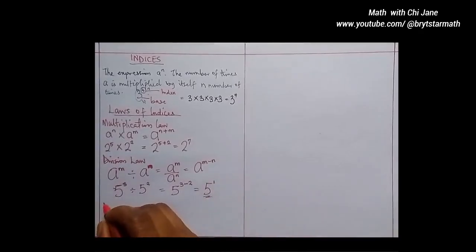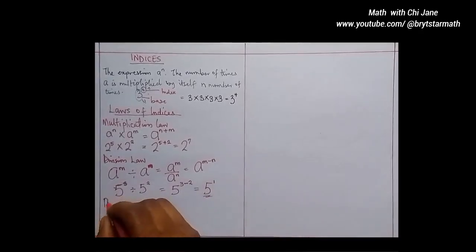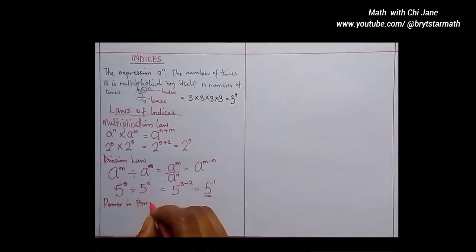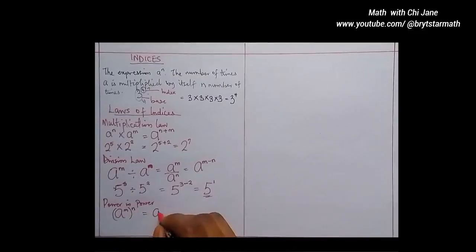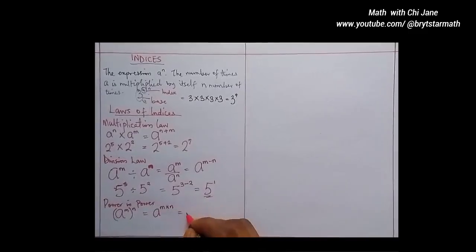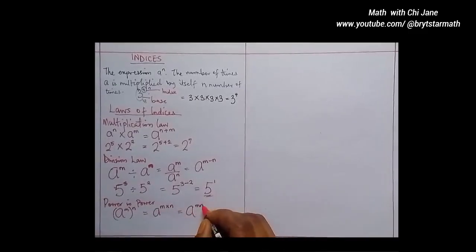Alright, then we also have the power in power law. Okay, so where we have a raised to the power of m raised to the power of n, that's power in power law. We have a raised to the power of m, you multiply the powers times n, which gives us a raised to the power of mn.